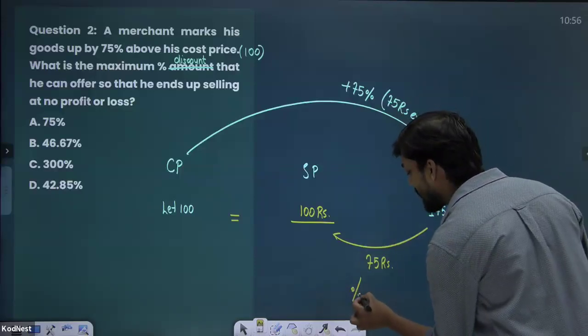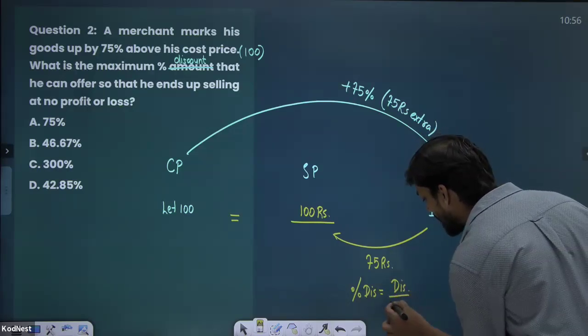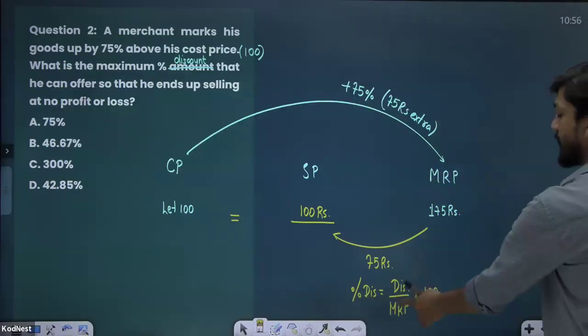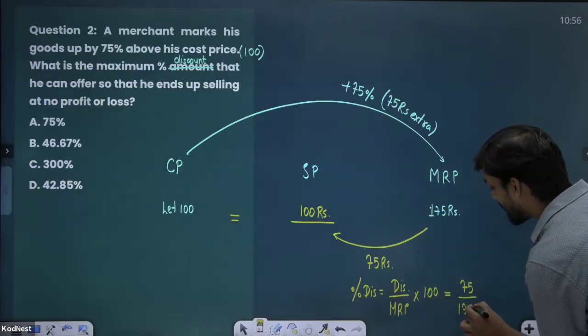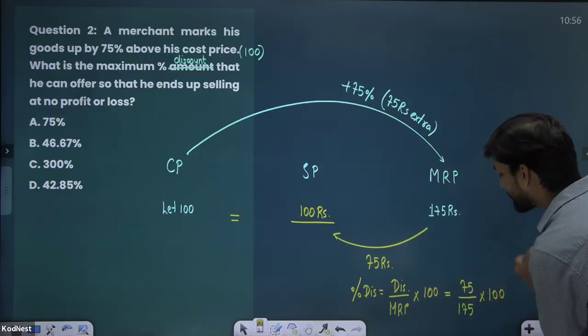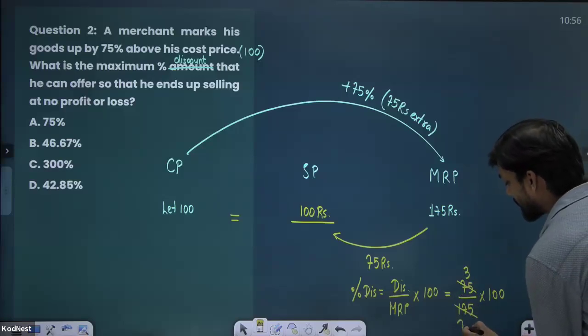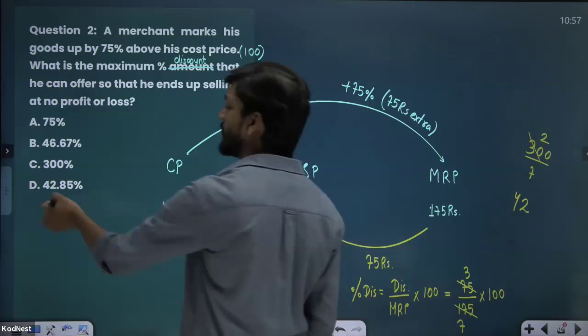So percentage discount, we will have to calculate by the formula discount by MRP into 100. Discount is 75, MRP is 175, into 100. 25 into 3, 7. Okay, 300 by 7. 7, 4, 28. 30 minus 28 is 2. 7 twos are 14. So 42 point something I will get. So D option is correct.